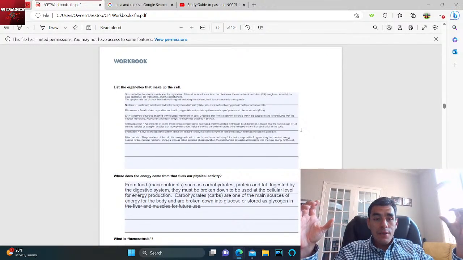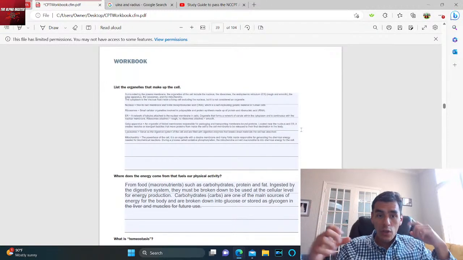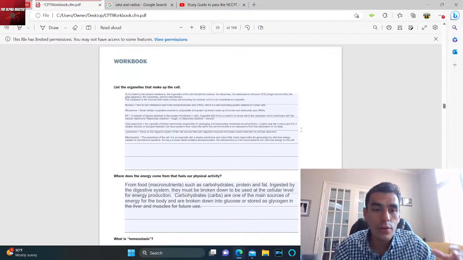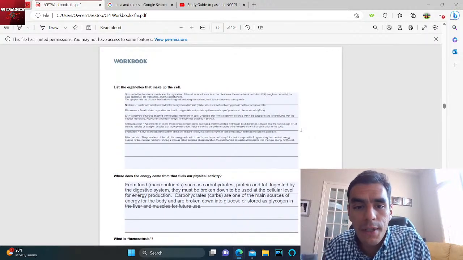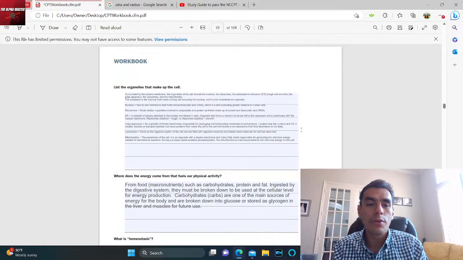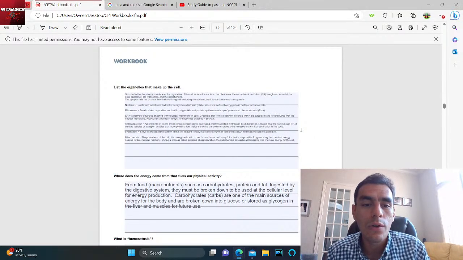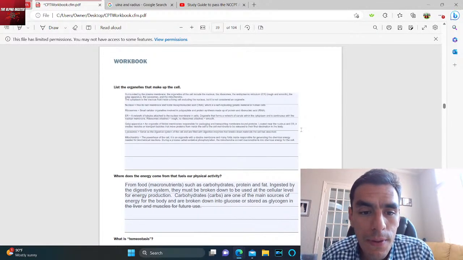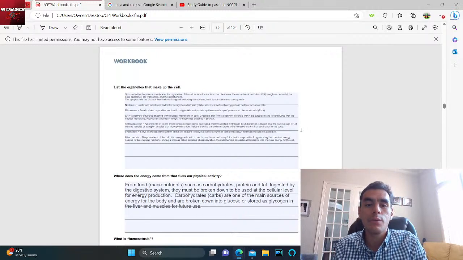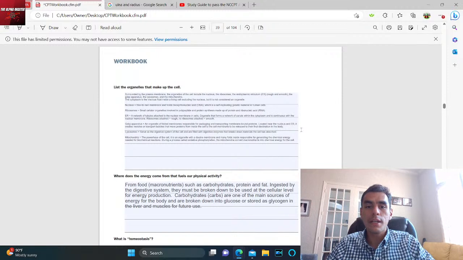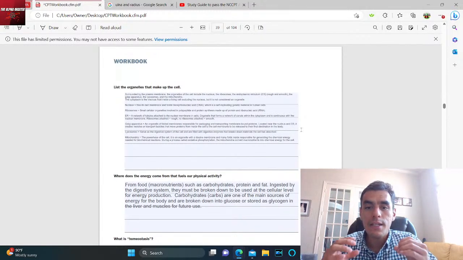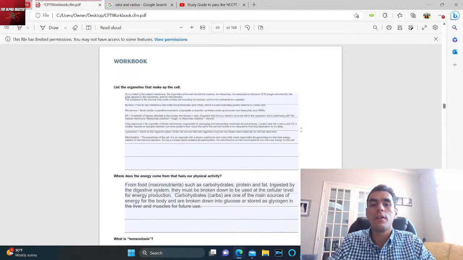The cytoplasm is going to be the viscous fluid inside a living cell, excluding the nucleus. But it is not considered an organelle. The nucleus has its own membrane and holds deoxyribonucleic acid (DNA), which is a self-replicating genetic material in human cells.